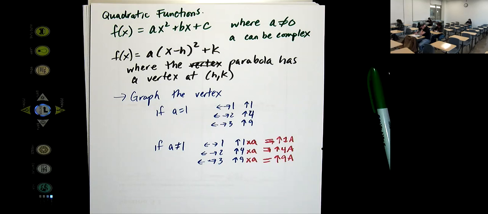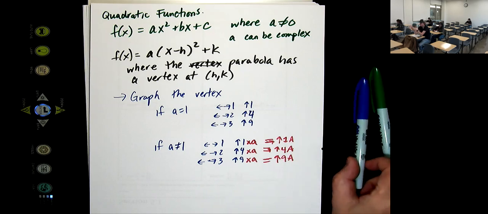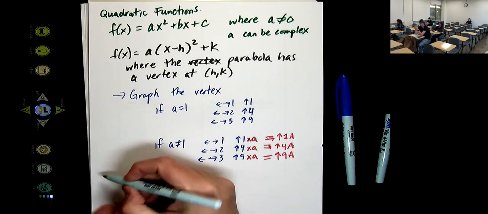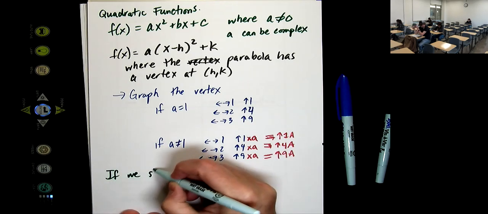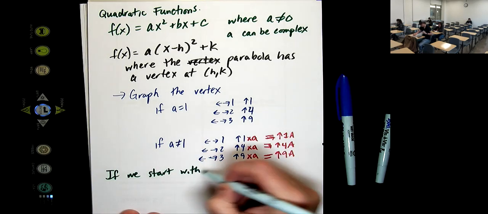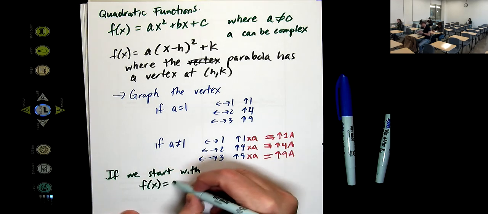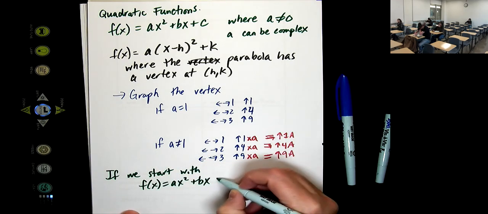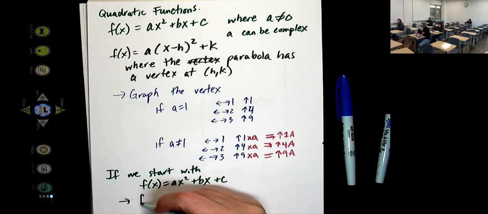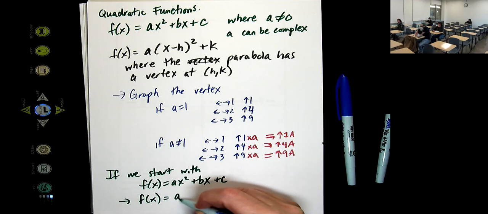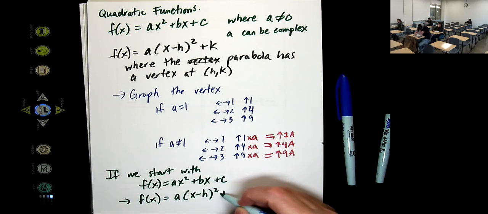Let's go. So the question is, if we start with f of x equals ax squared plus bx plus c, how can we get to the form where it's easier to graph? f of x equals a times x minus h squared plus k.